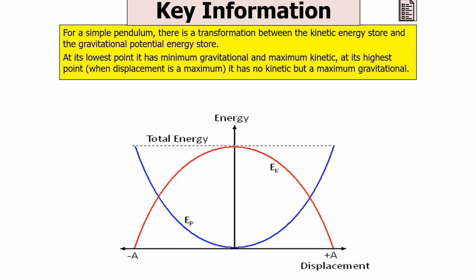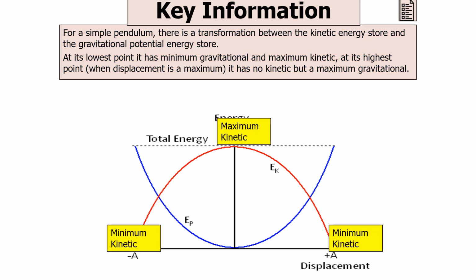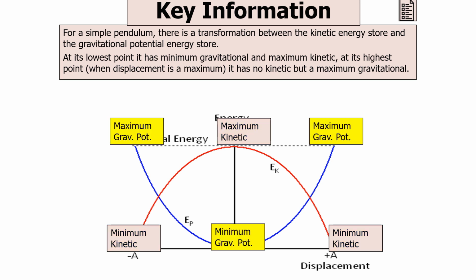Now for a simple pendulum, there's a transformation between the kinetic energy store and the gravitational potential energy store. At its lowest point, it has a minimum gravitational and maximum kinetic. At its highest point, where the displacement is a maximum, it has no kinetic but a maximum gravitational. So we can see here the points of minimum kinetic and maximum kinetic, and then on here the points of maximum gravitational potential and minimum gravitational potential.